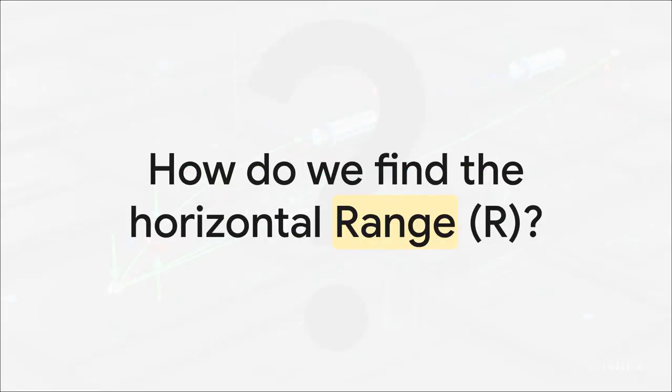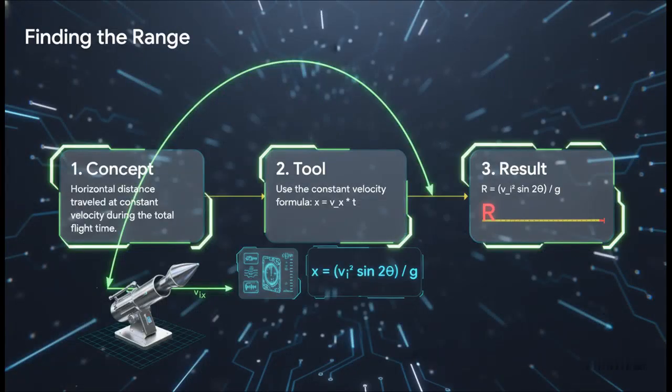And finally, for the big one, how far did it actually travel horizontally? This is the projectile's range. And this calculation is just beautifully simple. Because of our core principle, the horizontal motion is just constant velocity, so distance equals speed times time. We just take that constant horizontal speed multiplied by the total time it was in the air, which we just found, and when we substitute everything in, it simplifies down to this really elegant formula for the range, r.